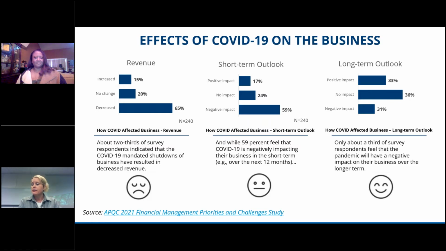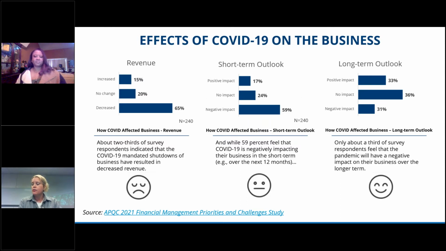And 59% said that COVID-19 is negatively impacting their business in the short term. That's now, because at the time we were asking them over the next 12 months. But in the chart on the right, some good news is that the outlook of the survey participants is a little more positive. So we see only about a third of the survey respondents feel that the pandemic has had a negative impact on their business over the longer term.